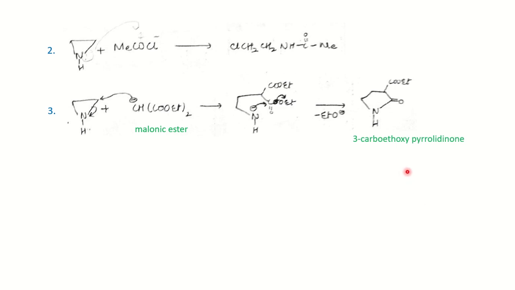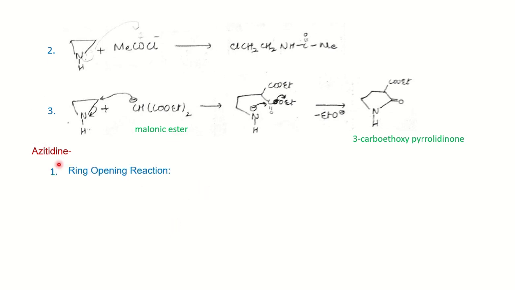So this is the 3-carboethoxy pyrrolidone, the final product here. So many questions, many reactions are there under aziridine. Here we are focusing only on those which you can write in your answers, or you can select from these also, based on the number of marks they are asking for the question.